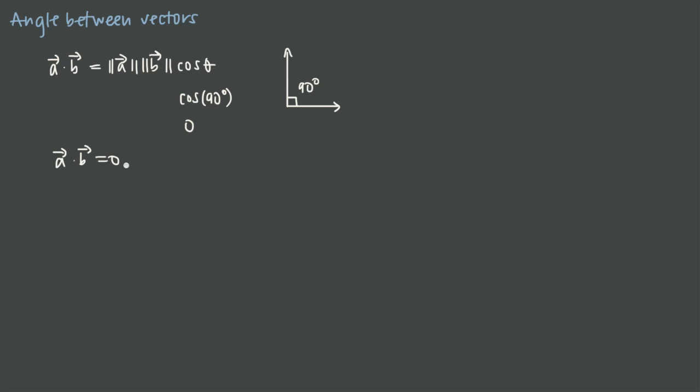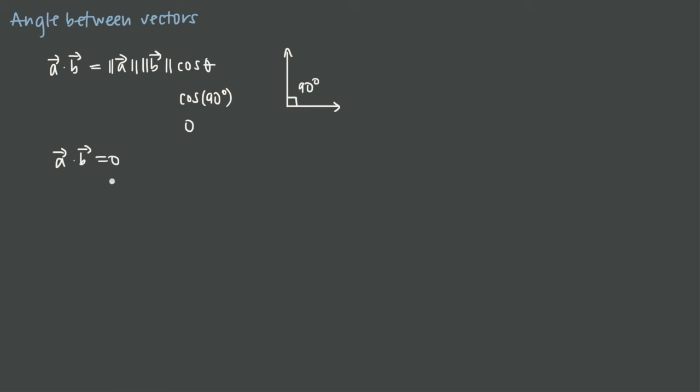What that tells us is that if we ever take the dot product of two vectors and the result that we get is 0, that tells us right away that the vectors are perpendicular, or if we're in three-dimensional or n-dimensional space, that they are orthogonal to each other. So finding a dot product of 0 means that the vectors are going to be perpendicular or orthogonal.